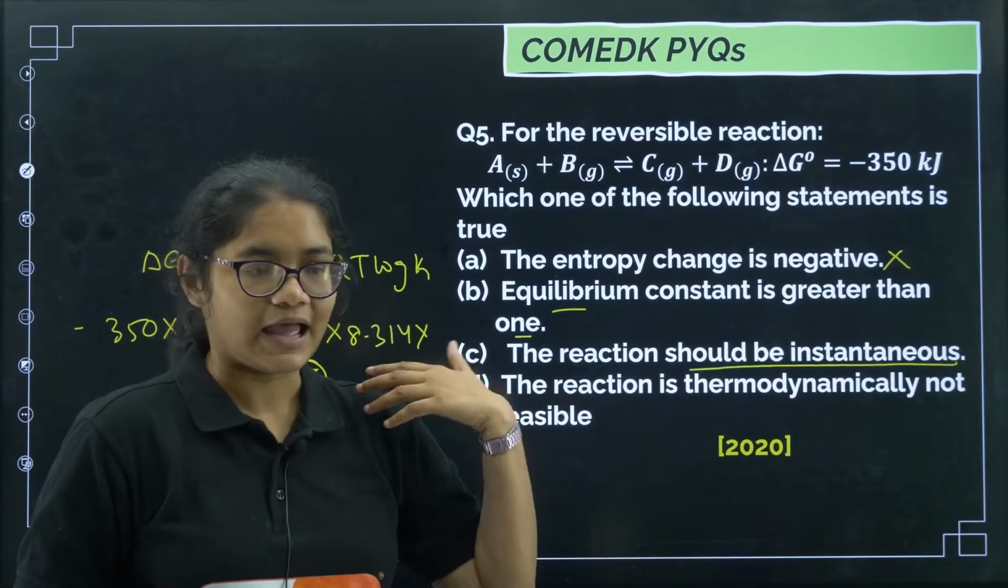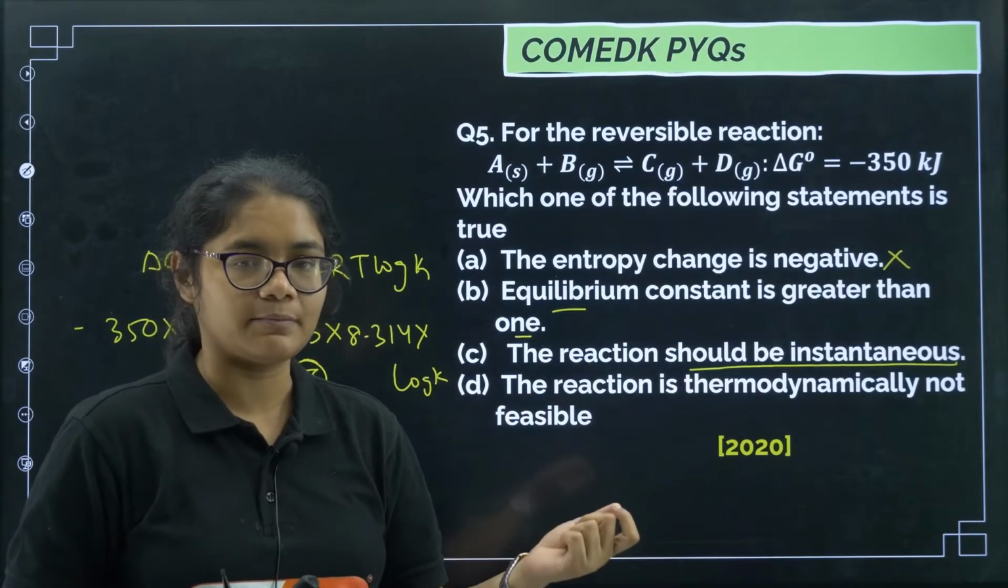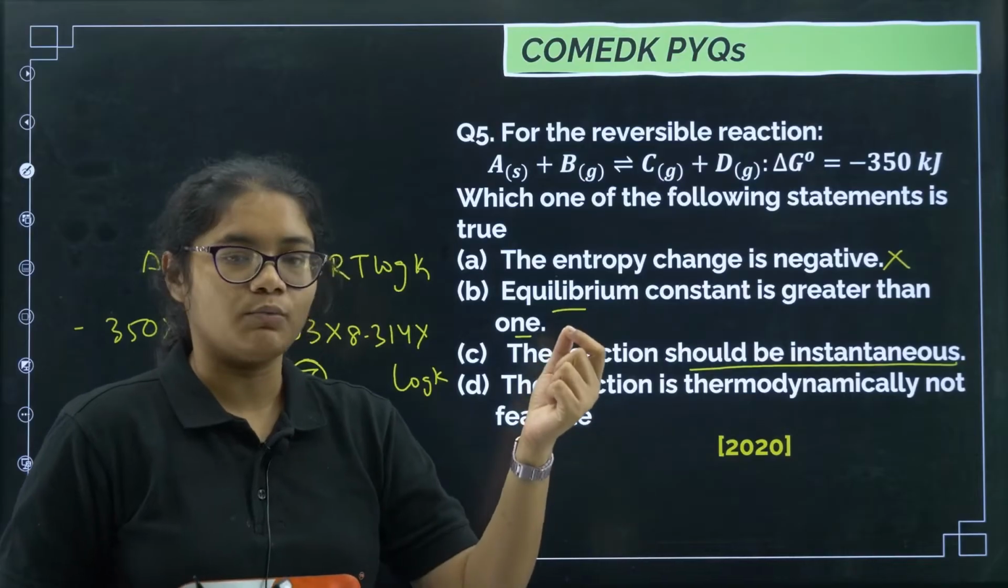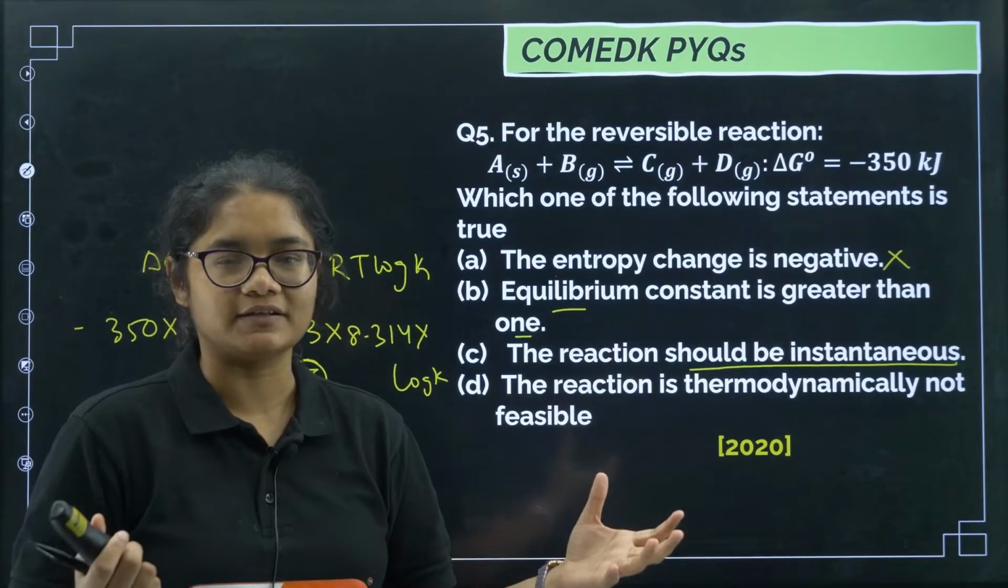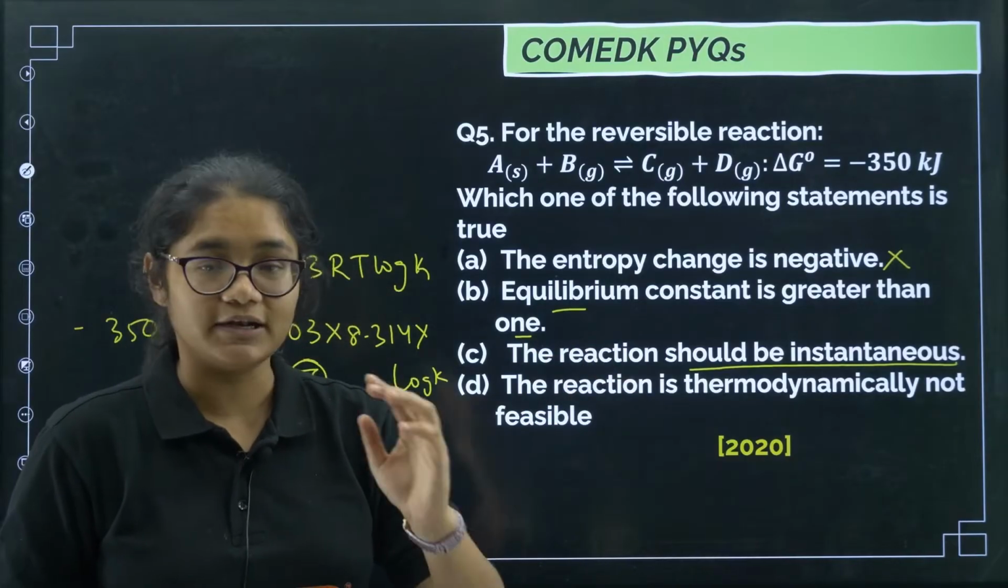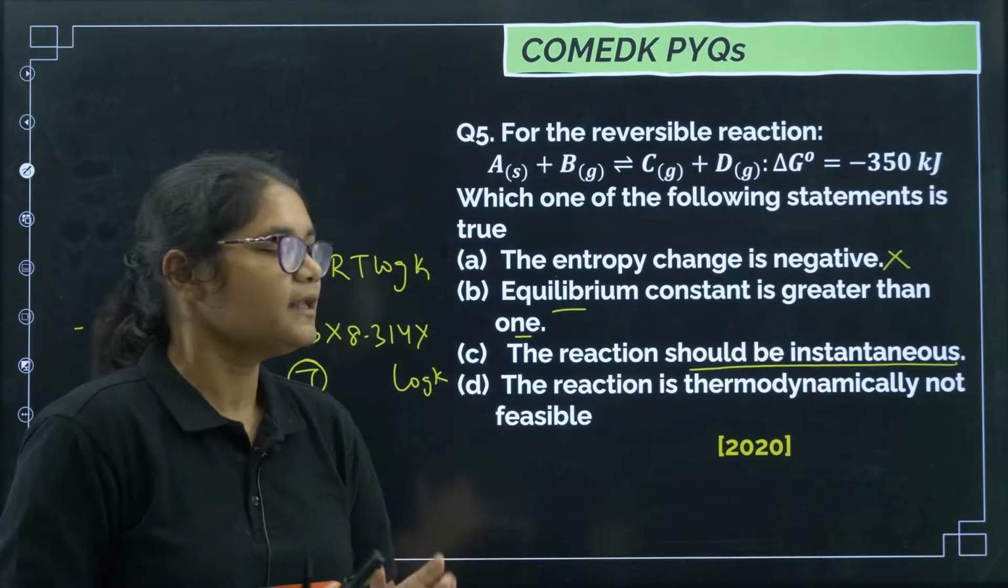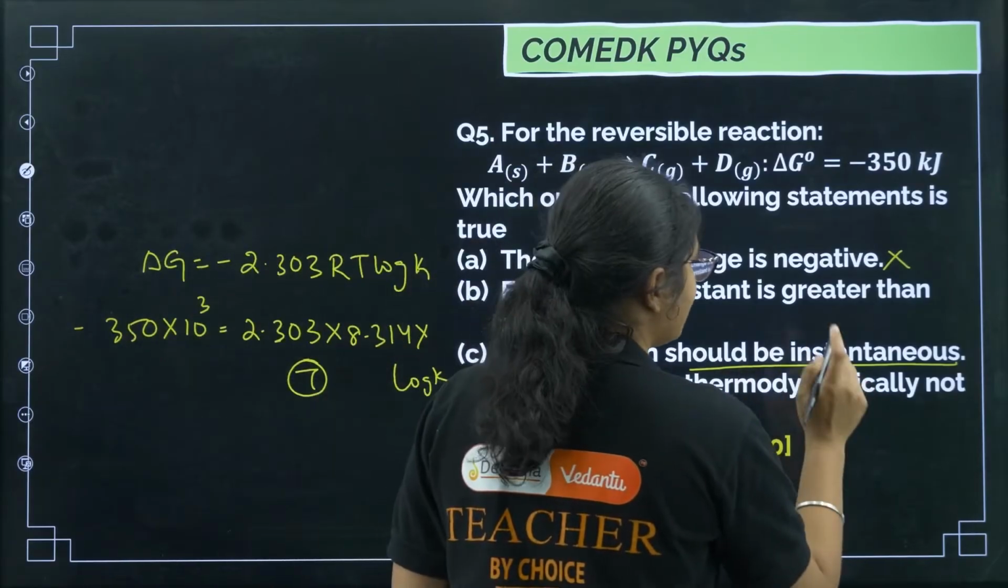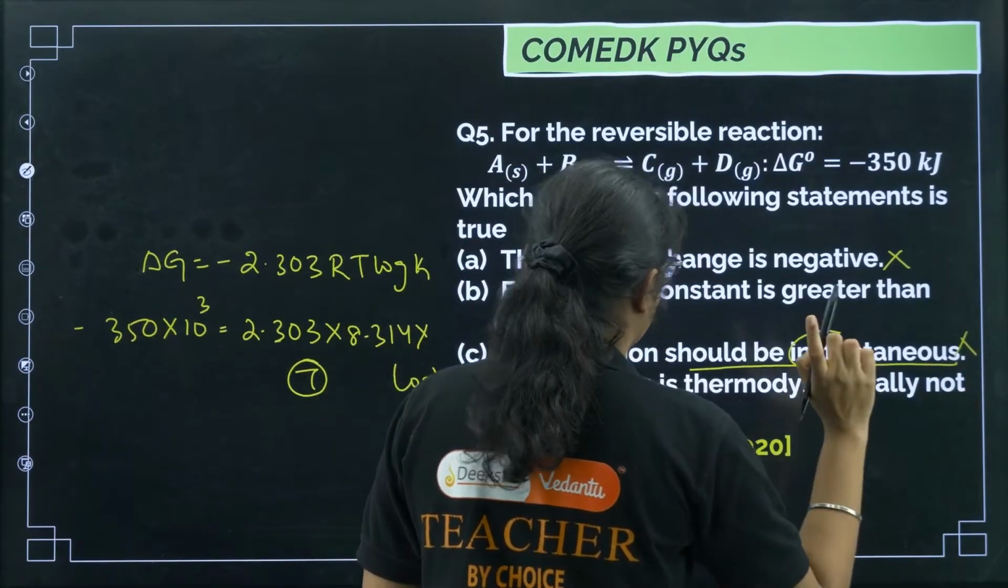Instantaneous means the reaction can happen immediately. Suppose, for example, if you add water to acid, the explosion that takes place, that is instantaneous. Spontaneous means it takes place by its own, but it is not immediate. So the statement that the reaction should be spontaneous is correct, but instantaneous doesn't make any sense.